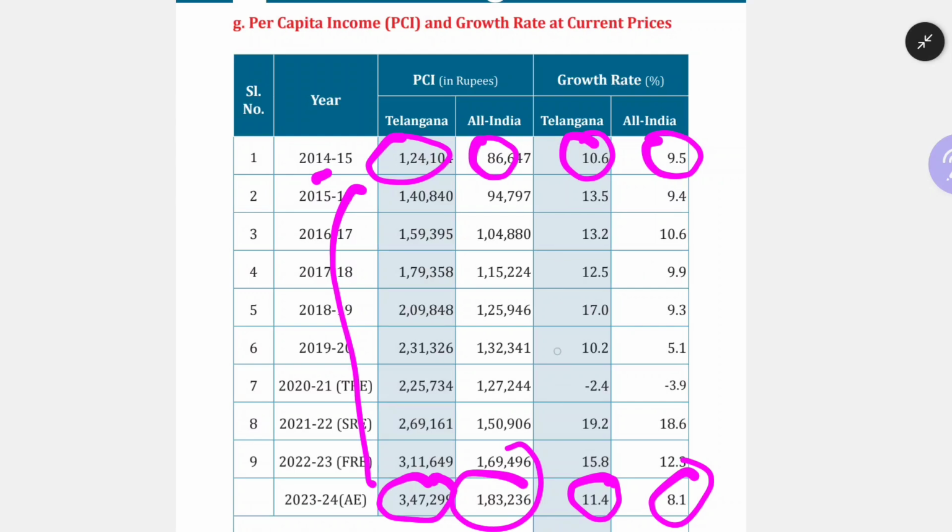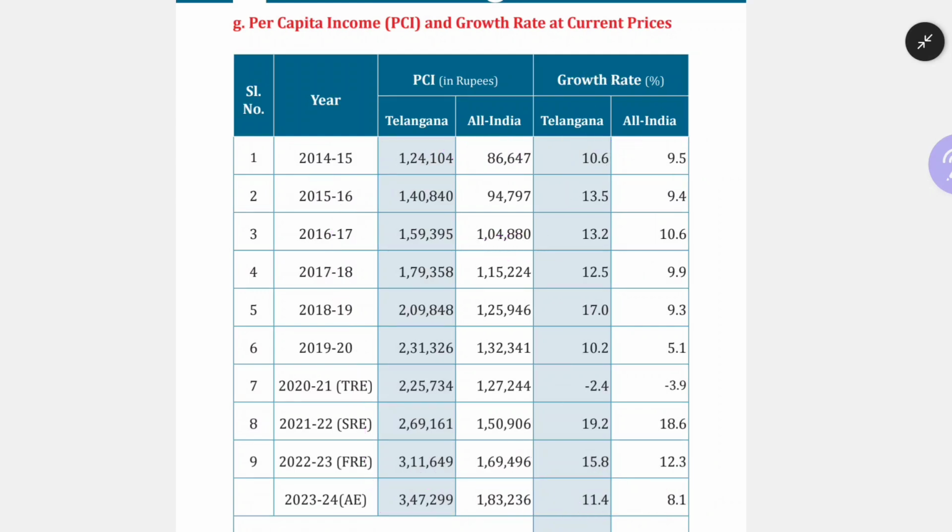I hope this is all clear to you. For the Group 1 examination, you have tried the per capita income trends. So in future, if they conduct the examination, you have to pick up some of the years in this and present it in an answer sheet. That's all about it. I hope this is all clear to you.